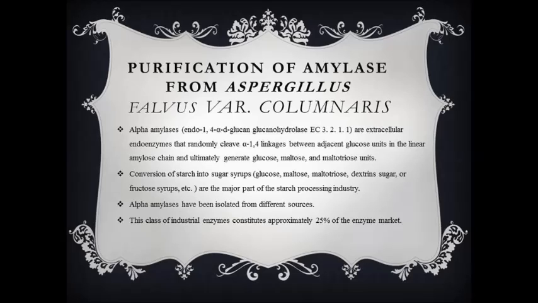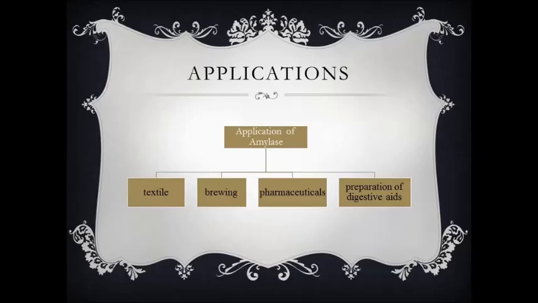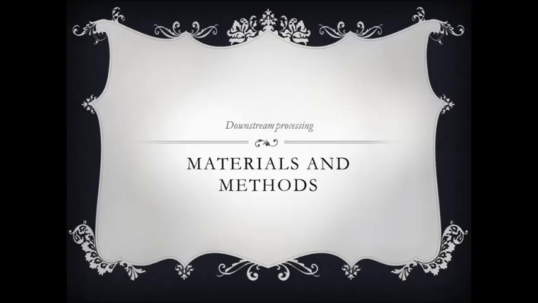Alpha amylases have been isolated from different sources. This class of industrial enzymes constitutes approximately 25% of the enzyme market. Applications for purified amylase include brewing, pharmaceuticals, textile, and preparation of digestive aids. Materials and methods are divided into 4 steps.